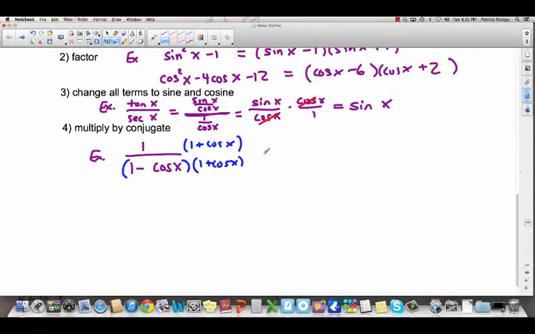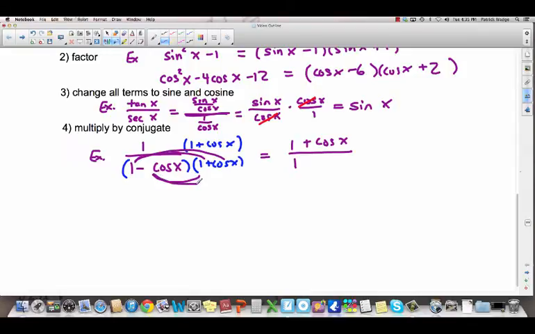Okay, let's do that and see what happens. Well, on the top you have 1 times 1, which is 1, and 1 times cosine x, which is cosine x. On the bottom you have, okay, now you got to do mountains and valleys here. 1 times 1, which is 1. 1 times cosine x, which is cosine x, but then negative cosine x times 1, which is negative cosine x, so those cancel.